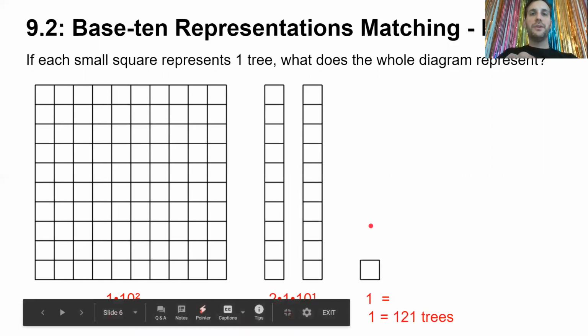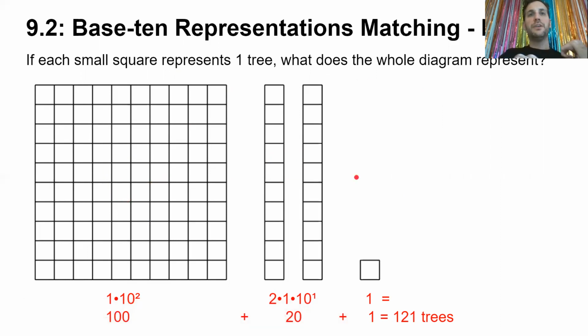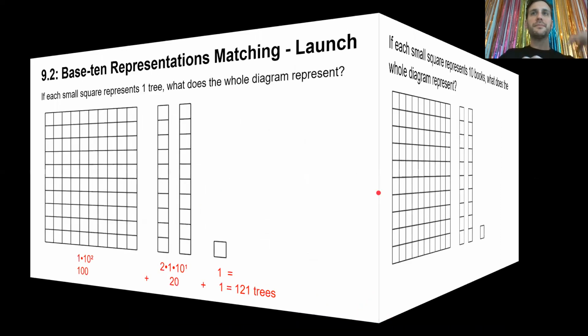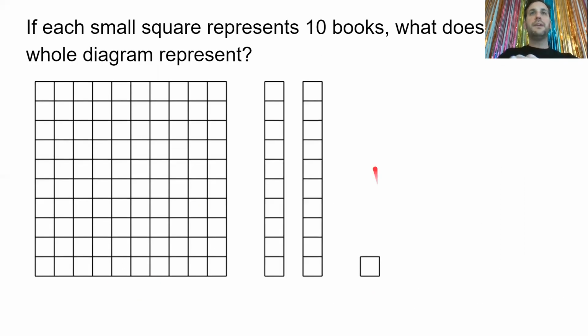Well, if this is 1 tree, then this would be 20 trees, and this would be 100 trees. And so all in all, we would have 121 trees. Now let's imagine that each small square represents 10 books. What would the whole diagram represent? Think about it, and I'll give you the answer in 3, 2, 1.